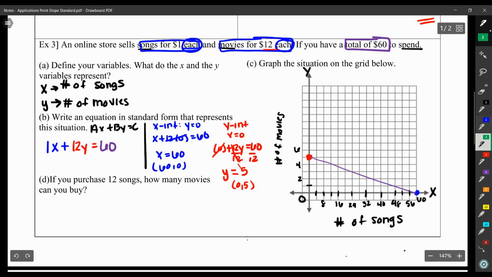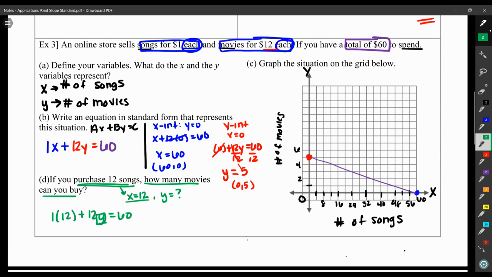Now letter D says, if you purchase 12 songs, how many movies can you purchase? Well, if I'm telling you you're purchasing 12 songs and I labeled songs as x, I'm telling you that x is equal to 12. And it says how many movies, I'm looking for y. So simply plug in what you are given. So we've got 1 times 12 plus 12y, because I don't know what that is, equal to 60. And we're going to solve for y.